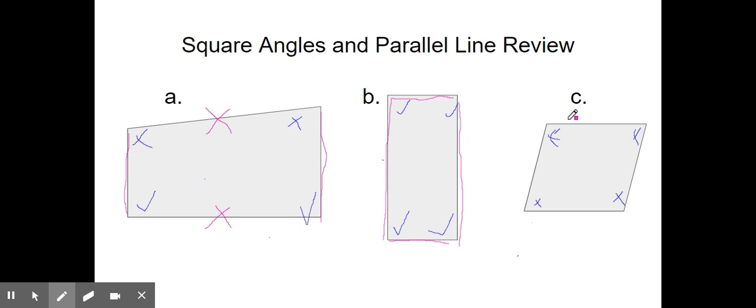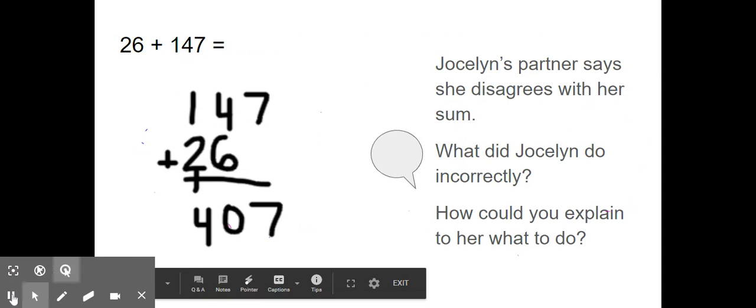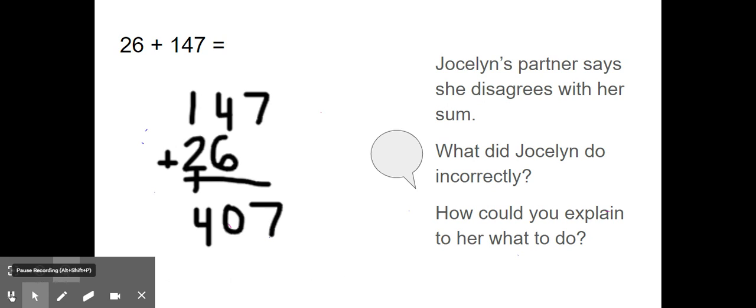Now let's look at shape C. The top of shape C is parallel to the bottom of shape C. And the sides of shape C, even though they're on an angle, they're on the same angle, so they're also parallel. Good job. Now we are going to get going with our addition review. In your packet, you have addition today, so we are going to practice some together before you do it on your own.